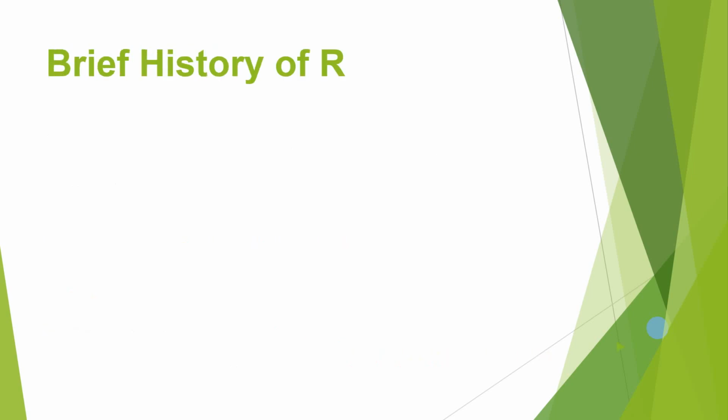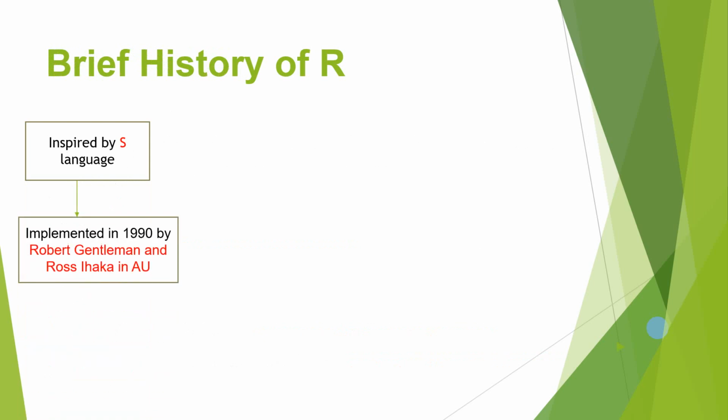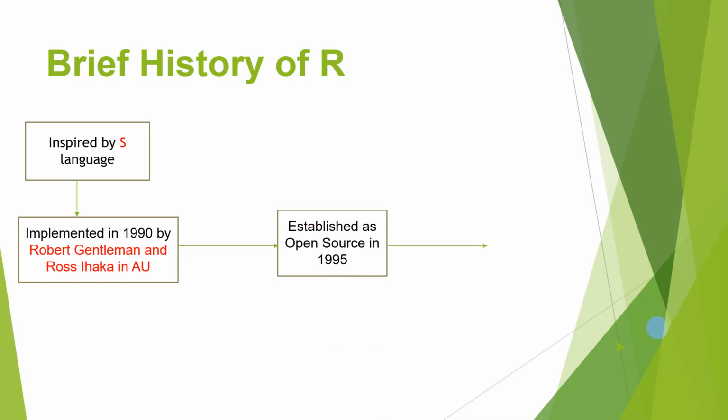Now let's understand the brief history of R. Initially, in the 90s, we had only one software, called S. The S language was used for statistical or mathematical research. There were two scientists, Robert Gentleman and Ross Ihaka from Auckland University. In 1990 they implemented this S language. From the inspiration of the S language, they implemented their concepts in another programming language called R. They established this programming language as open source in 1995 and opened it up for the general public to utilize.